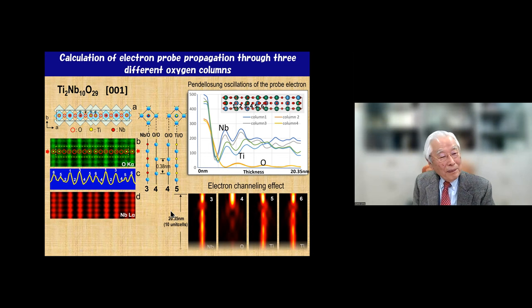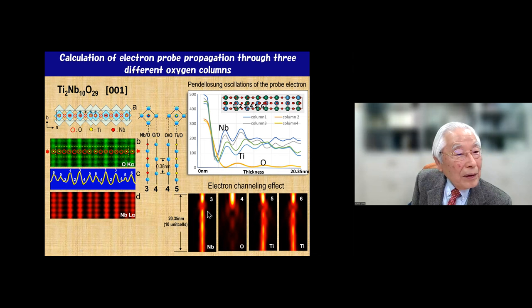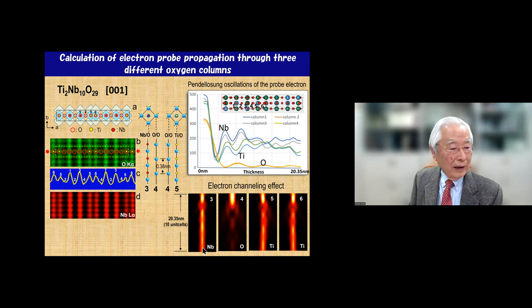This is the simulation, and this is the niobium column. Our probe goes through this column, and we see a very strong intensity of the electron beam. That means electrons are attracted to this column, and this is called the electron channeling effect. For the oxygen column, the potential is lower, smaller than the others, so the oscillation is very long, but the intensity is diminished near the surface.